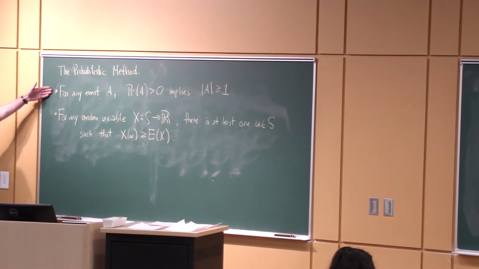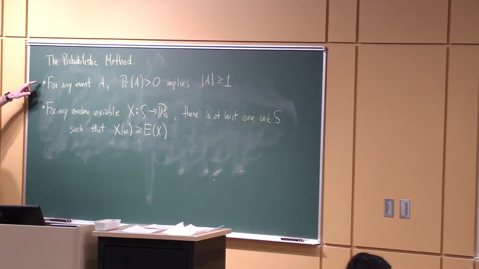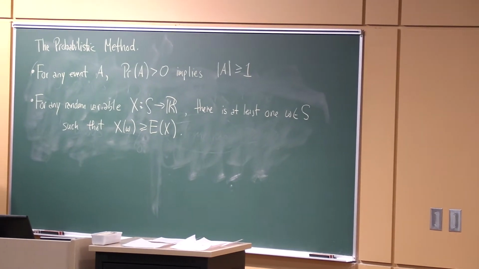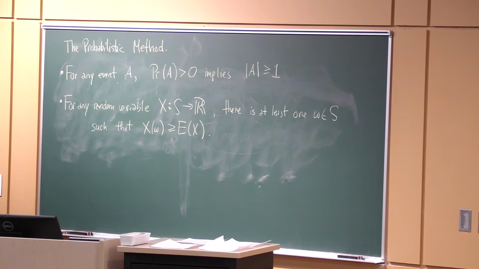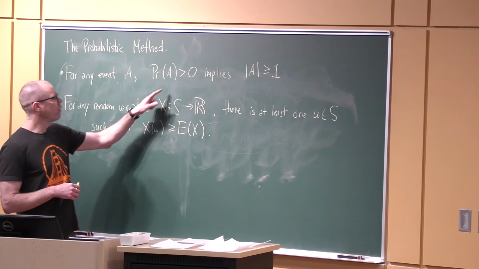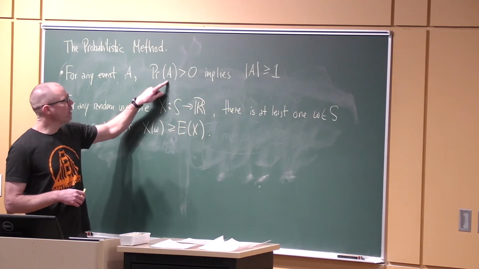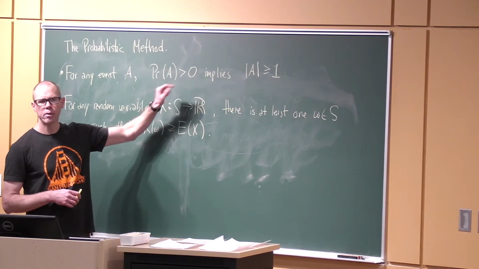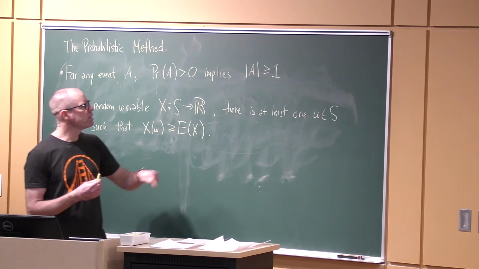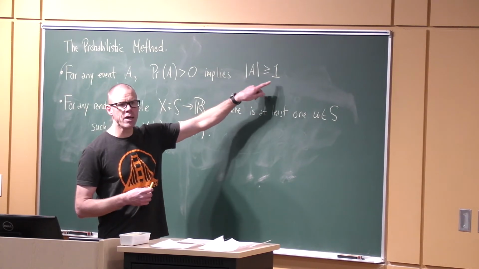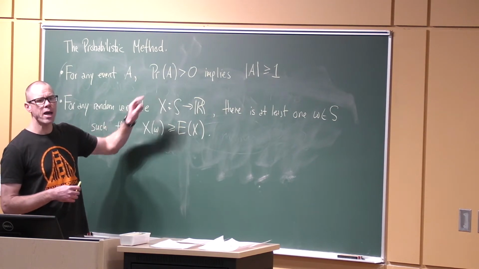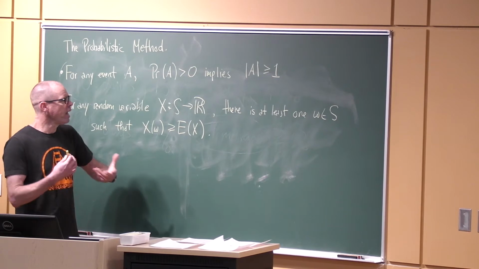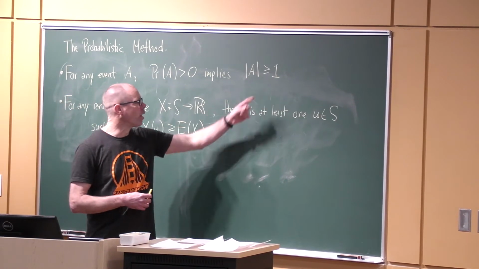There's sort of two versions of it. So here's one of them. Consider some event A. That means it's a subset of the sample space. That's what it means to be an event. So if I can prove to you that the probability that A occurs is bigger than 0, well, that means that the size of A is bigger than or equal to 1. Right? There's at least one thing in the sample space S that's in A.